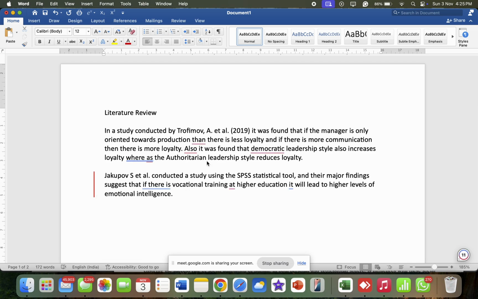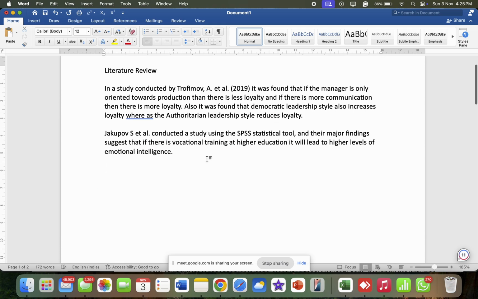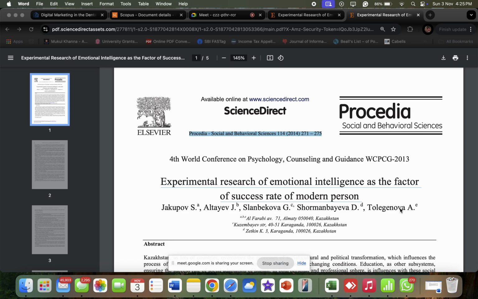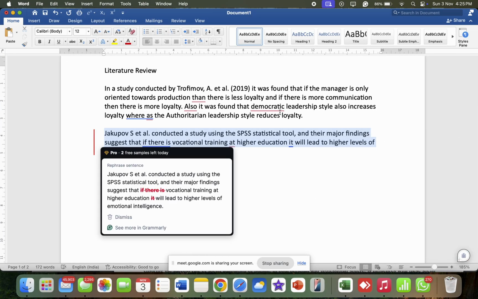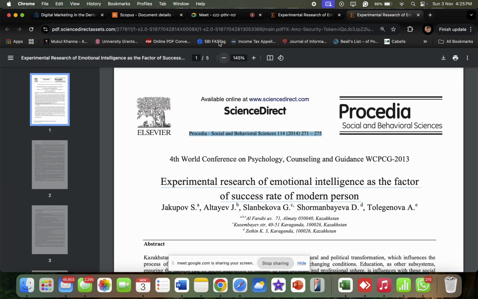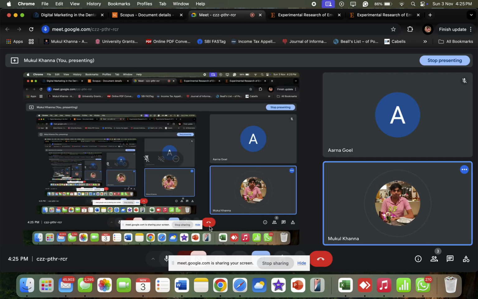Clear? Yes. So this is how you will have to do your LR part, and if you want, then I will share this file with you. Okay, yes, please do. I'll share this file with you, and this is how you will be conducting your LR.